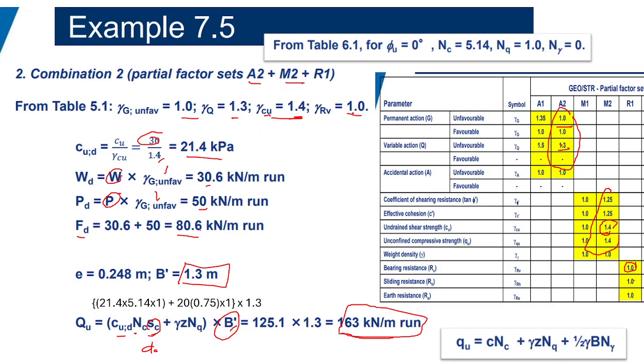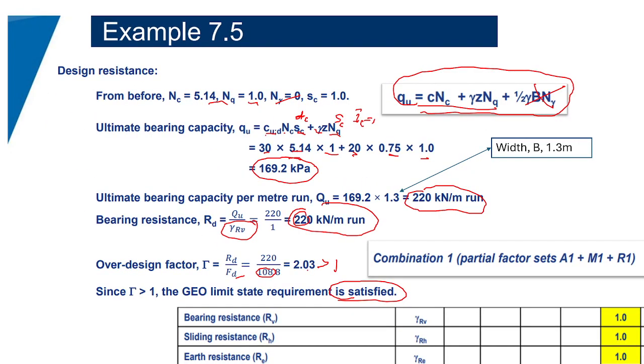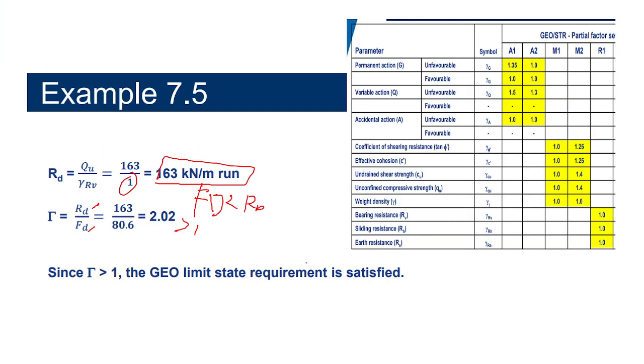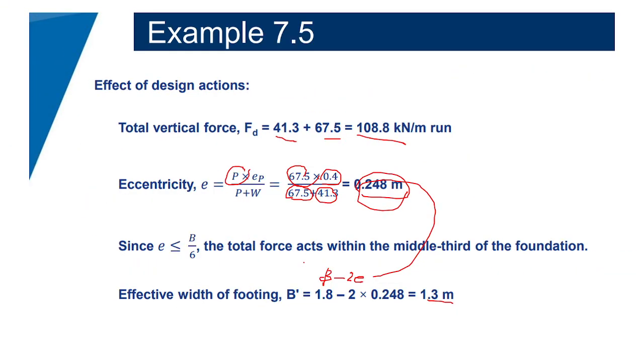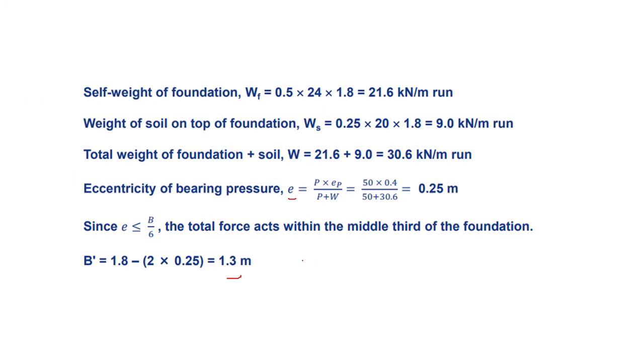Compare it with combination 1. Combination 1 has an over-design factor of 2.03, so this one has a bigger factor. So combination 1 is much safer. If you are going to choose, in this case we use combination 1 in the analysis. So that's all for this one, using safe bearing capacity and then Eurocode 7.